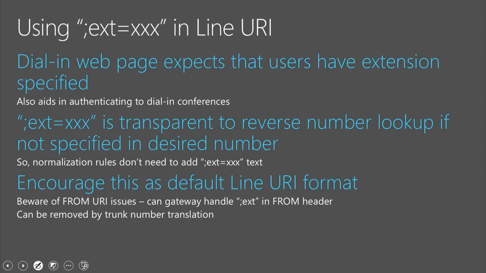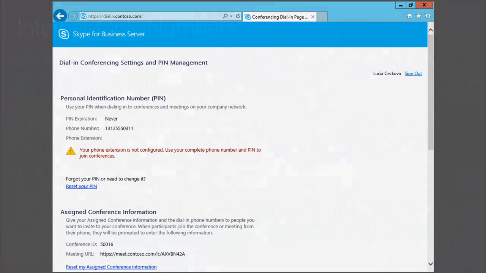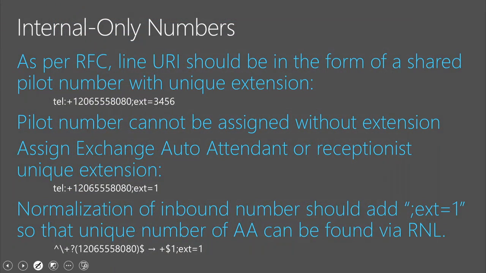If you put this in as a user's phone number with that ;ext, any calls that they make outbound will be from that phone number with the ;ext, and maybe you have a downstream IPPBX or gateway that would not expect that. We can remove those on the trunk configuration. I'll get to that, where we can translate those numbers and remove that ;ext. There's the dial-in web page. I put those screenshots in there just to make it faster than switching over to live.